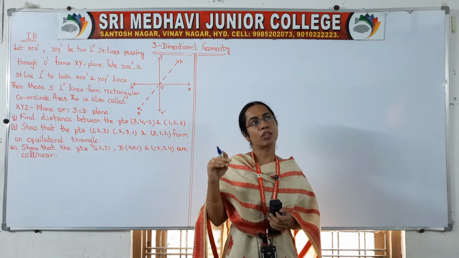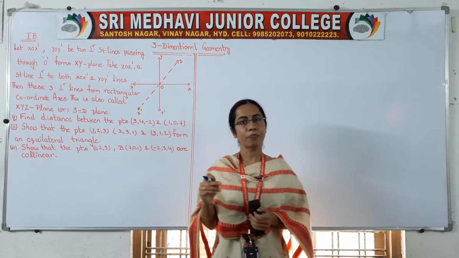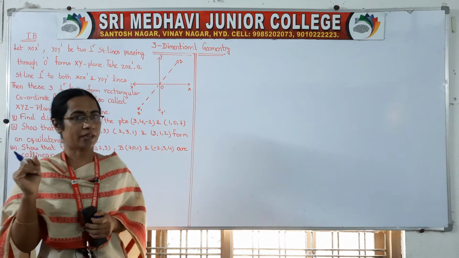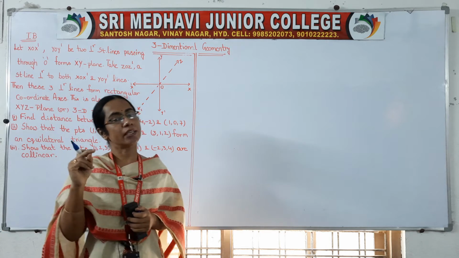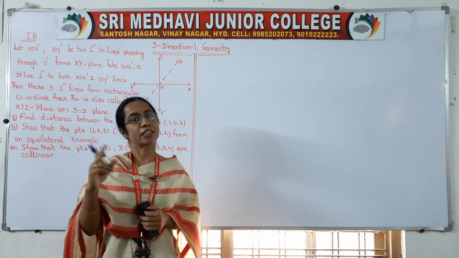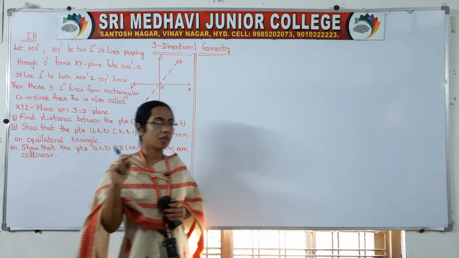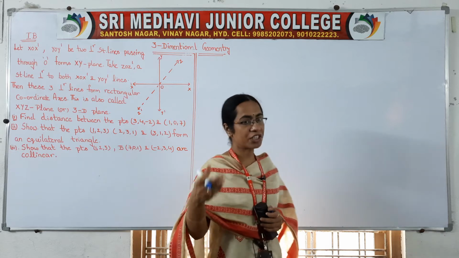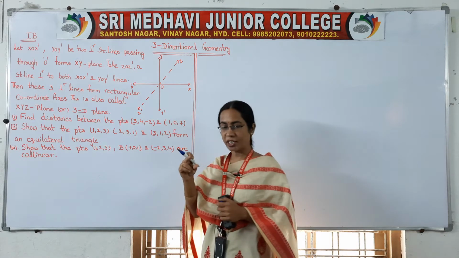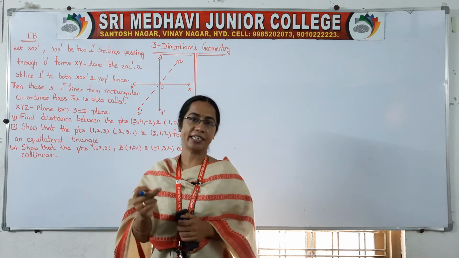So an example for 2D is a circle, right? And an example for 3D is a sphere. That means a bangle is an example for 2D and a ball is an example for 3D. That means one sheet of paper is an example for 2D, and any box is an example for 3D.